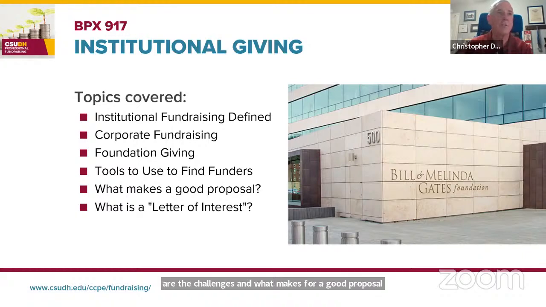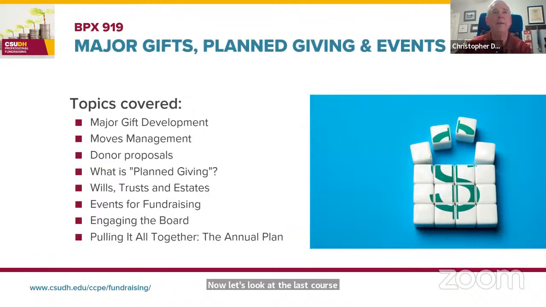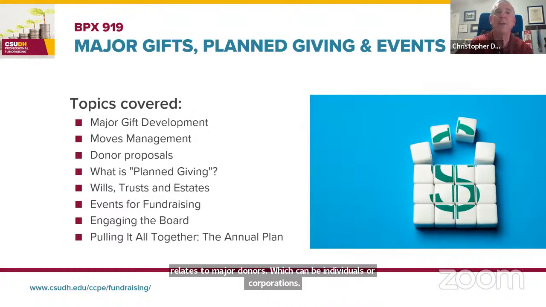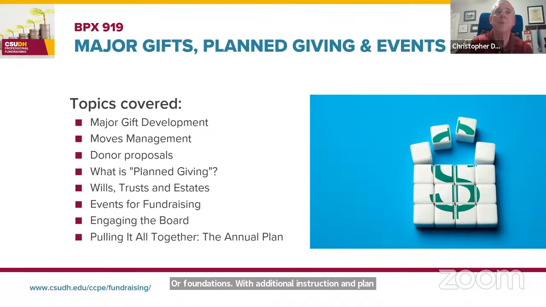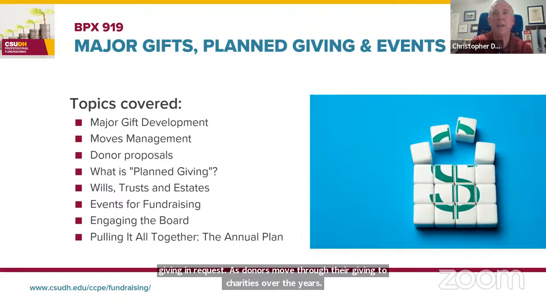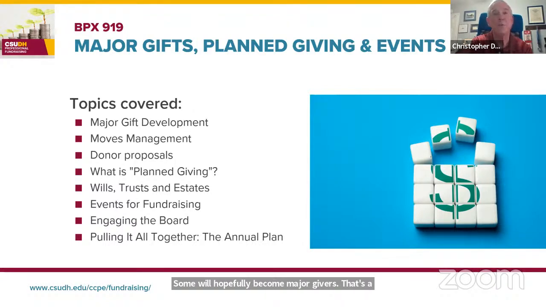Now let's look at the last course. 919 will cover basic principles of fundraising as it relates to major donors, which can be individuals or corporations or foundations, with additional instruction in planned giving and bequests. As donors move through their giving to charities over the years, some will hopefully become major givers. Now that's a relative term. What is a major gift to a smaller charity may not be the same for a larger charity. But however it is defined, every healthy organization usually has some larger donors, and there needs to be a strategy for keeping the ones you have and gaining more.